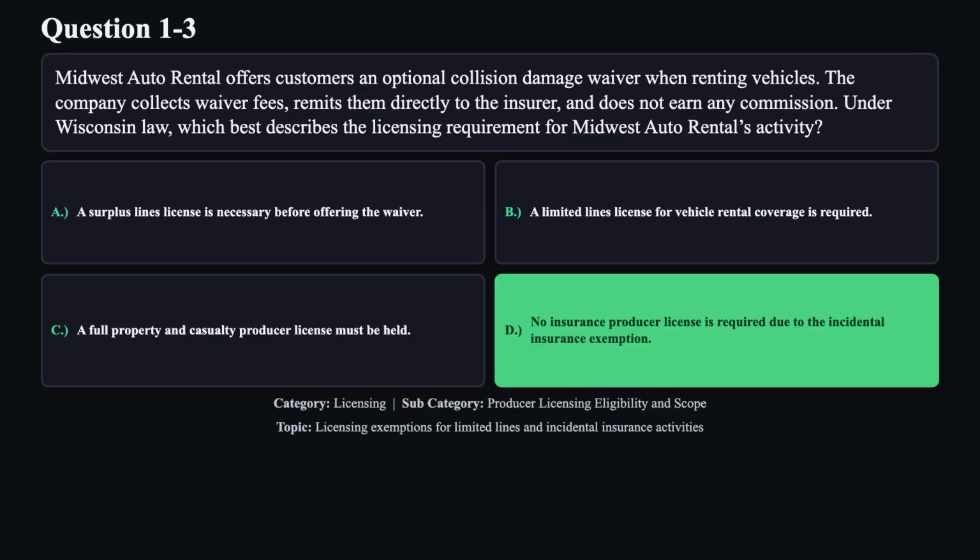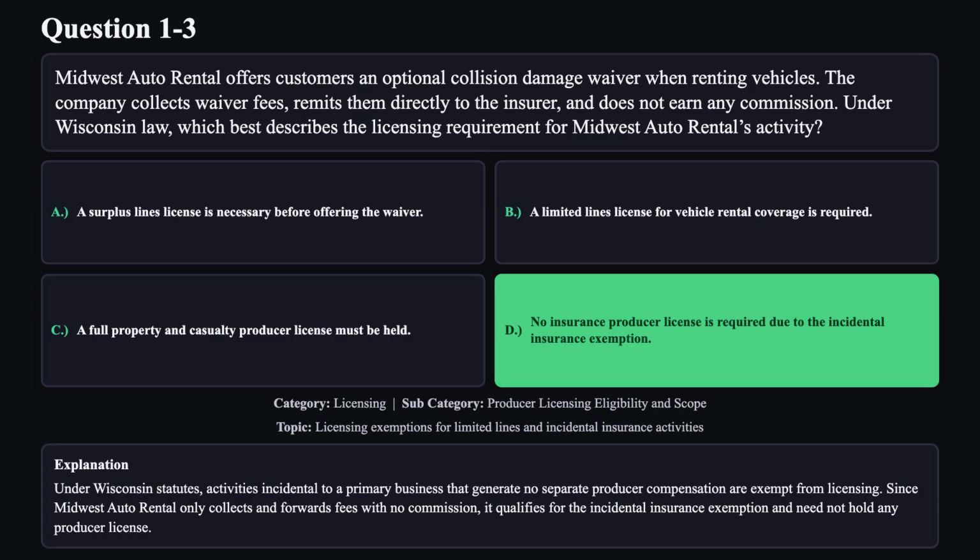The correct answer is D. Under Wisconsin statutes, activities incidental to a primary business that generate no separate producer compensation are exempt from licensing. Since Midwest Auto Rental only collects and forwards fees with no commission, it qualifies for the incidental insurance exemption and need not hold any producer license.